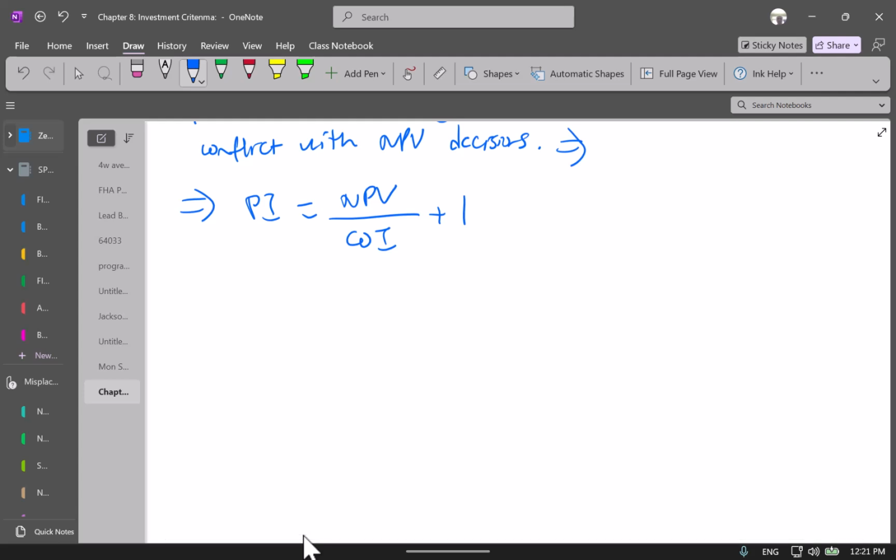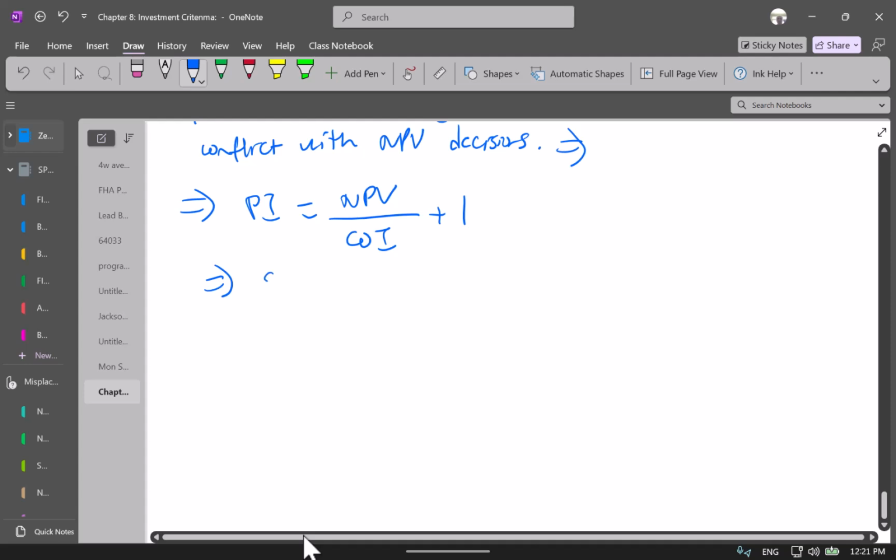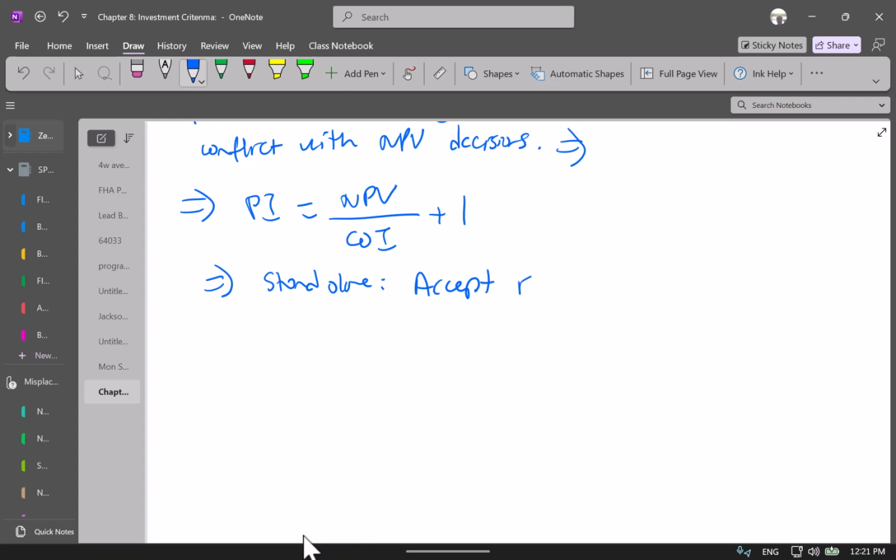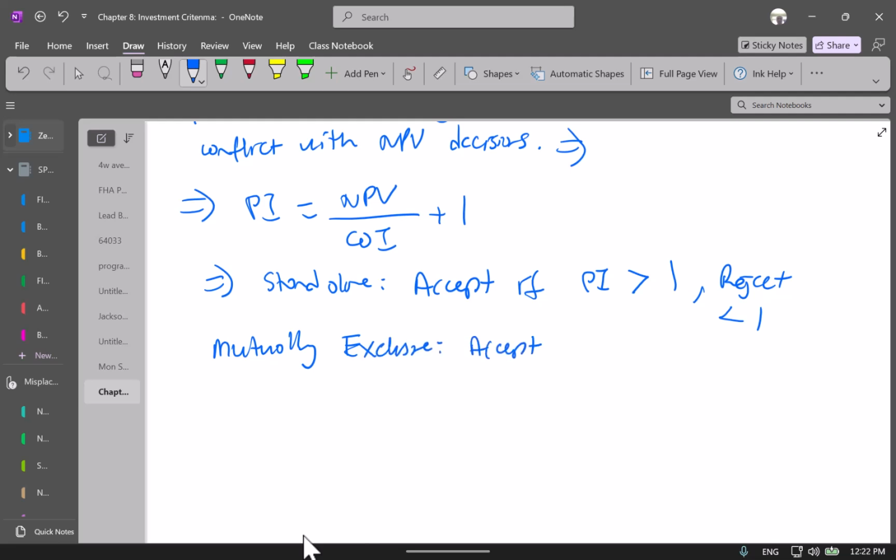Decision rule is simple. Standalone, accept if PI is greater than 1. Reject otherwise. Mutually exclusive: accept the project with the highest PI, provided it is greater than 1.